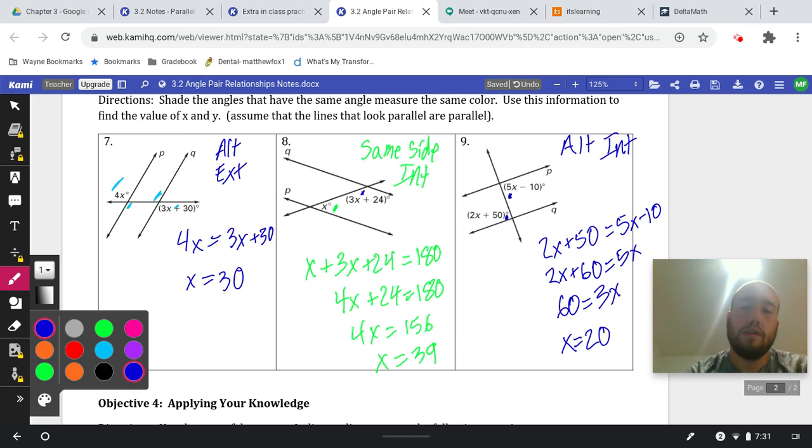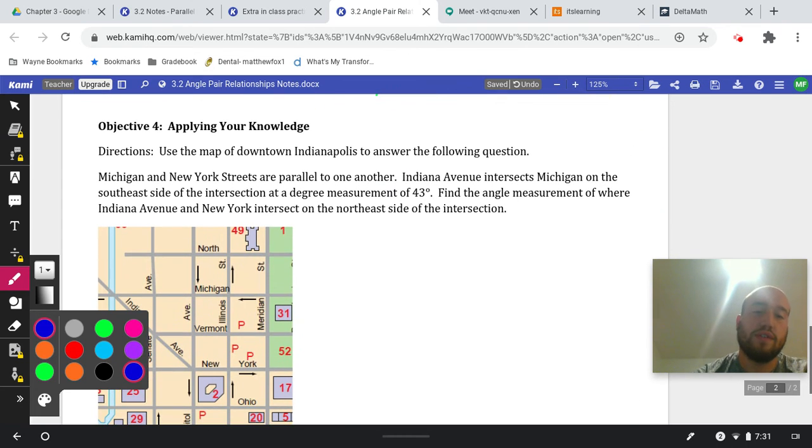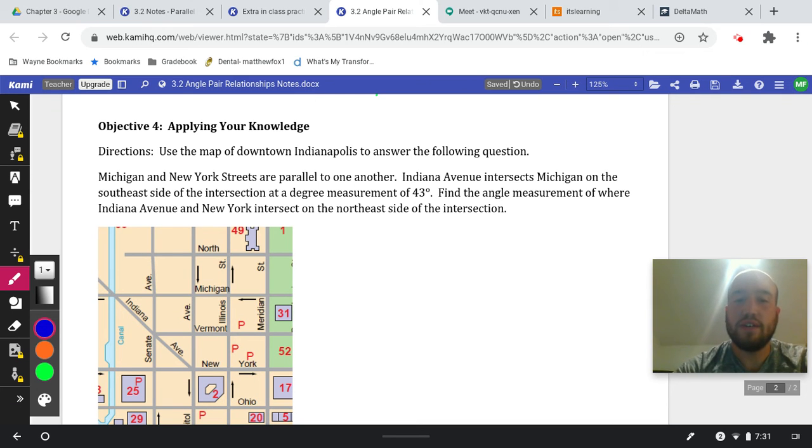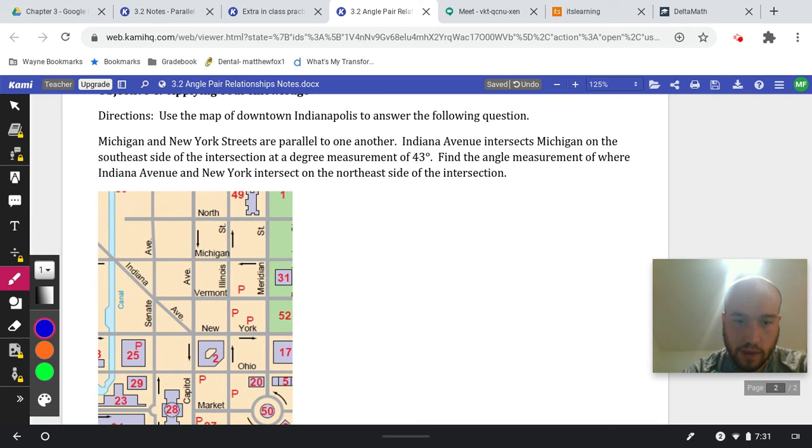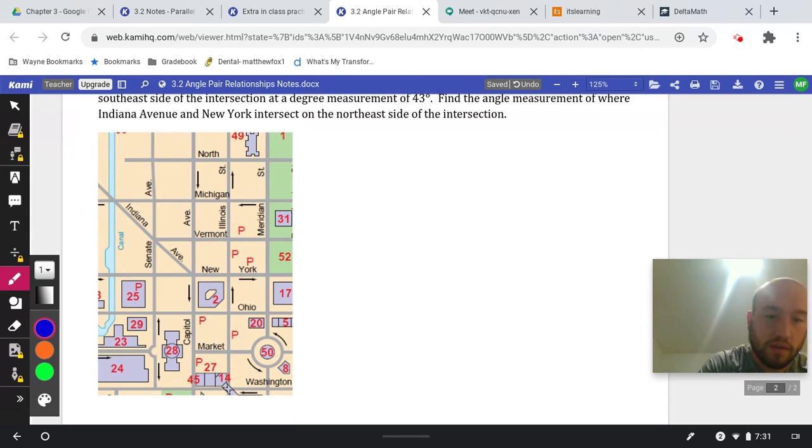Alright, so now there's one more question I want us to look at today. It says, use the map of downtown Indianapolis to answer the following questions. Okay, so Michigan and New York Street are parallel to one another, and this is a real map. Obviously it's not the most accurate, but all the streets are correct. It's kind of zoomed out. So here maybe is the canal. Lots of you probably walk along that. Here's the circle over there. New York Street is right here. It runs east-west. Also, Michigan Street right here runs east-west. They run parallel to one another.